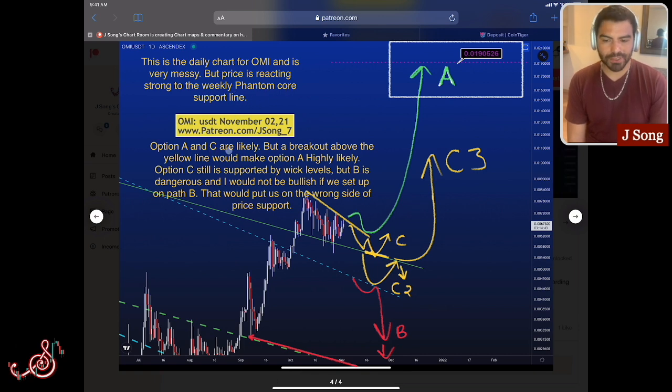Options A and option C are likely, but a breakout above the yellow line would make option A highly likely. Option C is still supported by wick levels, but B is dangerous. So when we enter B territory, that is dangerous. So let's break this down just a little bit further.